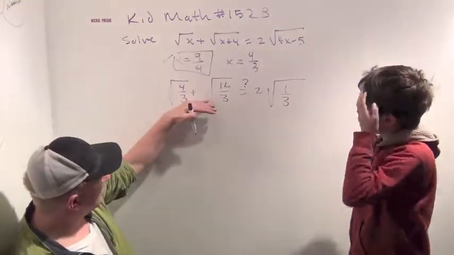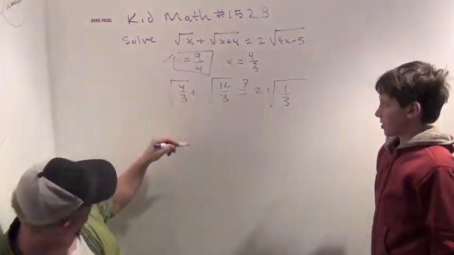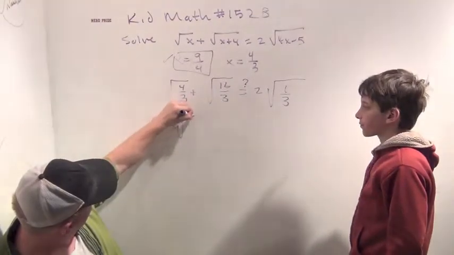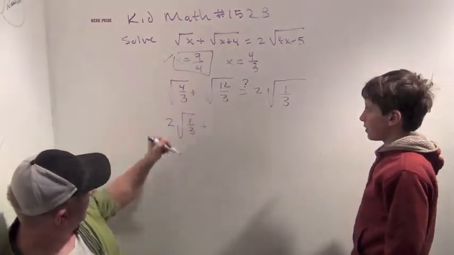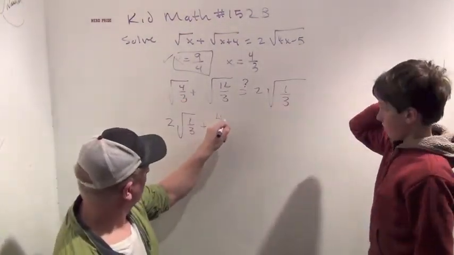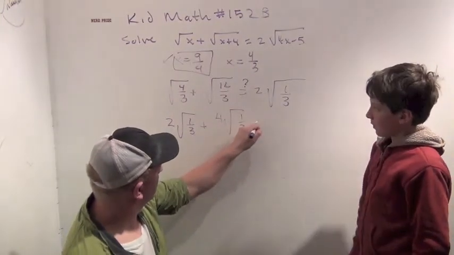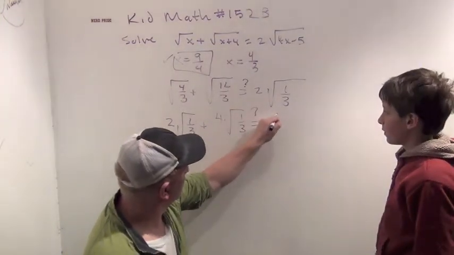Now we can simplify this side a little bit. How does this simplify? That's 2 times the square root of a third, and that's plus 4 times the square root of a third. And does this equal 2 times the square root of a third?